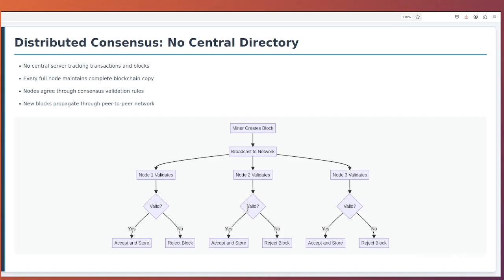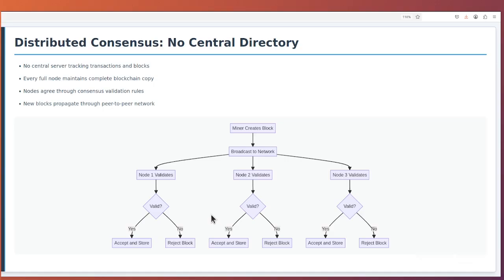Distributed consensus. No central directory. One of the most fascinating aspects of blockchain is that there is no central directory or master list tracking which transactions are in which blocks. Bitcoin has no company, no server, no authority keeping an index. Instead, every full node in the network maintains a complete copy of the entire blockchain. Each node knows all the blocks, their order by height, and all transactions inside each block. They achieve agreement through consensus rules that every node follows.